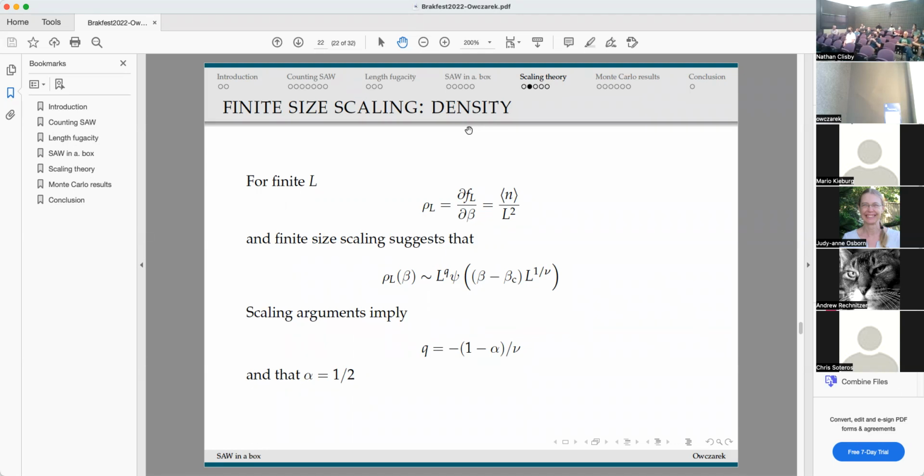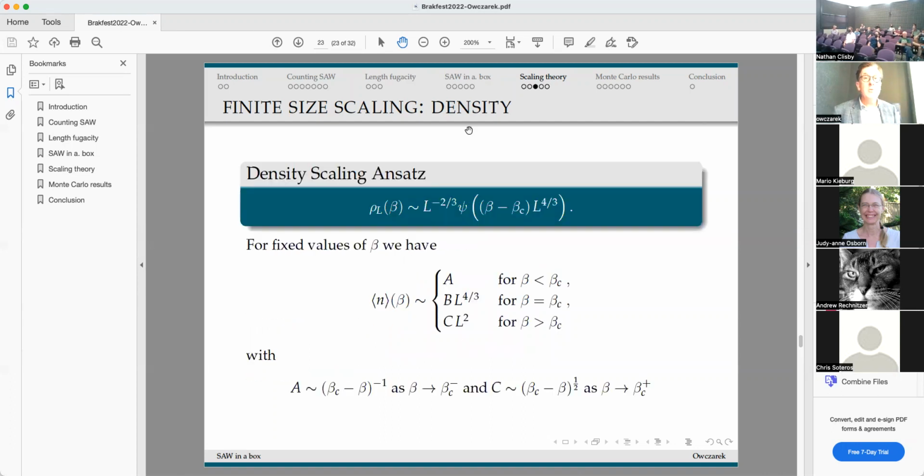And if you asymptotically match all of this scaling ansatz with those expected fixed beta scaling forms, you can show that Q, the exponent, has to be 1 minus alpha divided by mu. And moreover, you can actually show that alpha has to be a half for everything to be consistent. So in fact, those kinds of arguments that Richard and I talked about ad nauseam are actually quite powerful if you assume that. And so we can write down a density scaling ansatz.